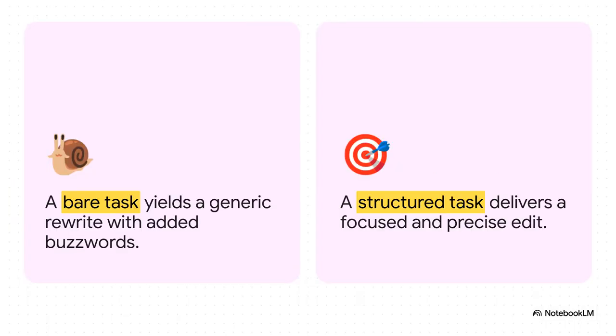Let's look at the difference this actually makes in practice. A bare task, like just dropping in a paragraph and typing, "fix this," that's going to yield sluggishness and generic buzzwords. Compare that to a structured task. By providing just a little bit of upfront ceremony using our 4 steps, you drastically contrast that sluggishness against the incredible sharpness of a structured request, one that delivers exactly what you need on the very first try.